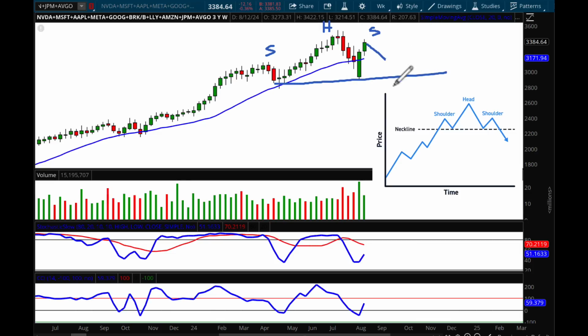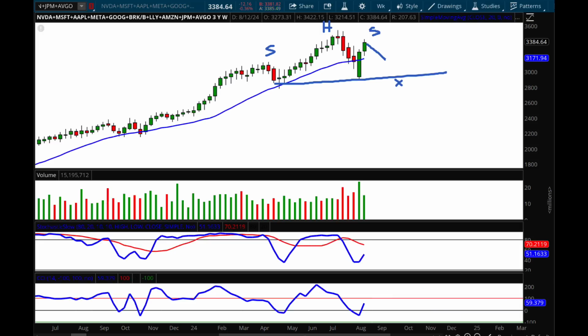Any kind of a breakout below that neckline is going to mean trouble for those mega cap stocks, because head and shoulder patterns are very reliable and very popular. So a lot of people trade them, investors and traders alike. So you want to pay attention to the charts right there.